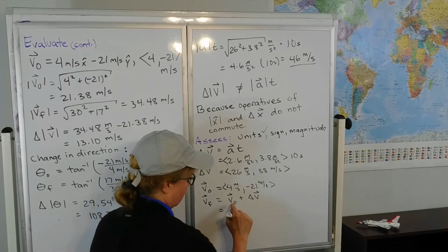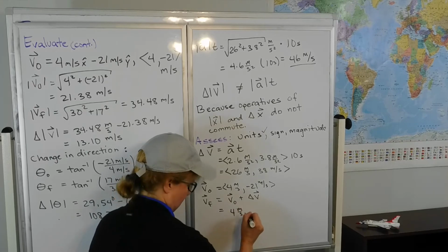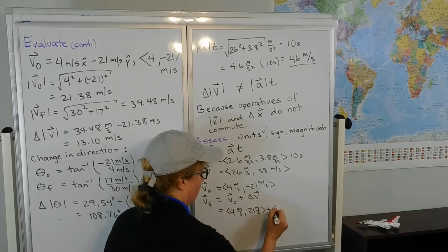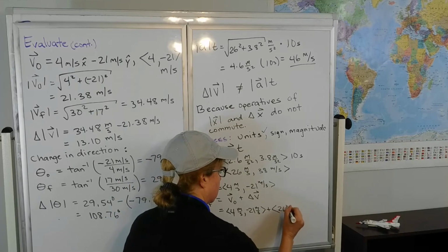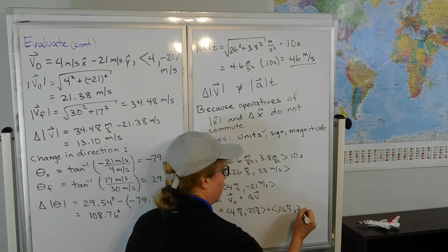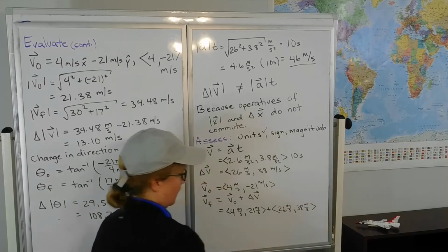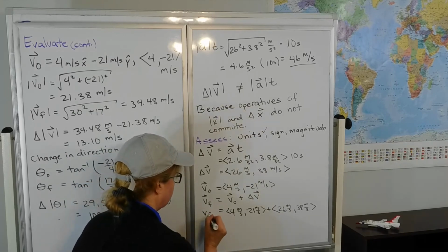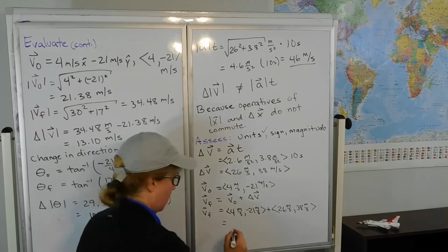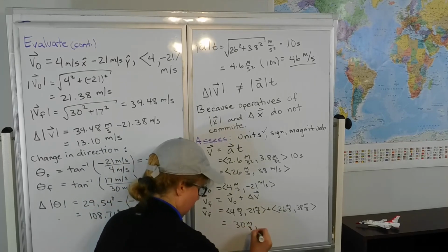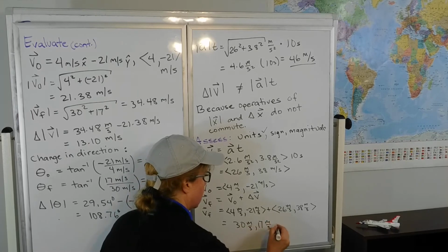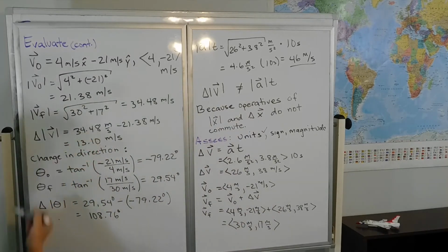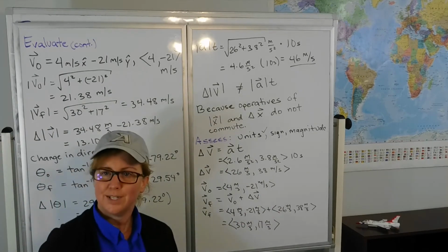So we have the initial velocity vector, 4 meters per second and negative 21 meters per second in the x and y components, plus again in vector notation, 26 meters per second in the x direction and 38 meters per second in the y direction. And we can add the x components and add the y components. And that comes out to be 30 meters per second in the x direction and 17 meters per second in the y direction. And that's what we had. That's what we were given as the final velocity vector. So that checks out. And we're done.